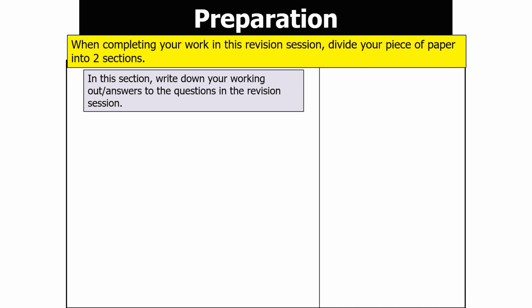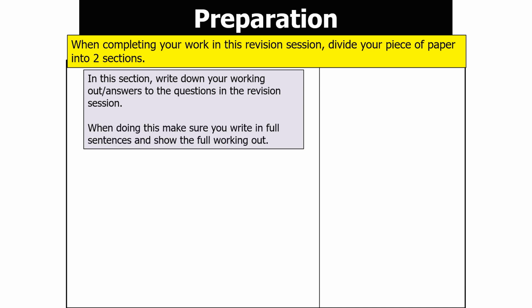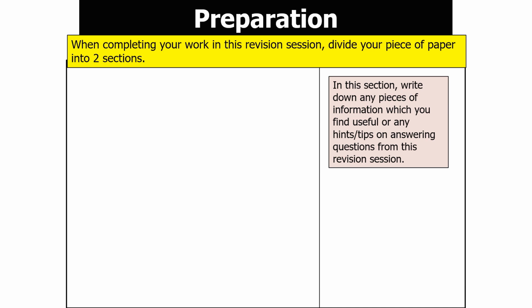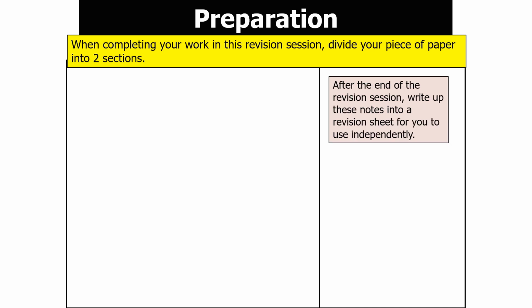In that left hand side section, write down any working out or answers to the questions in the revision session. When you're doing this, make sure you write in full sentences and show your full working out. Whilst in the right hand side section, write down any bits of information which you find useful or any hints and tips on answering questions from the revision session. At the end of the revision session, write up these notes into a revision sheet for you to use independently.